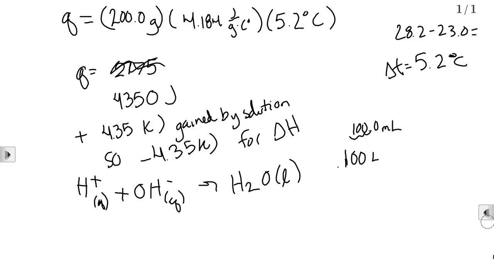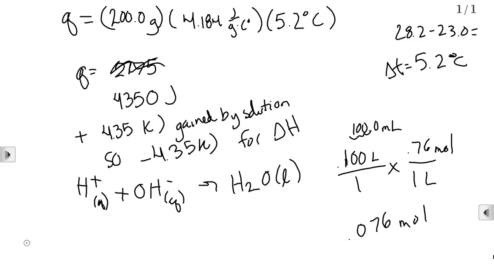And then they were both 0.76 molar. And the definition of molarity is moles divided by liters. So I have 0.076. Is that how that math works? Okay, moles. And they were both the same. And so I'll start with 0.076 moles of hydrogen ions and 0.076 moles of hydroxide ions.